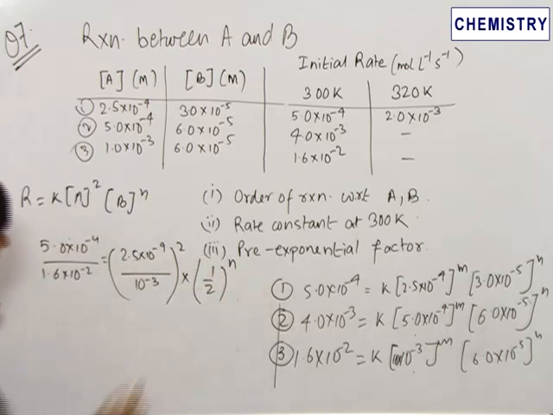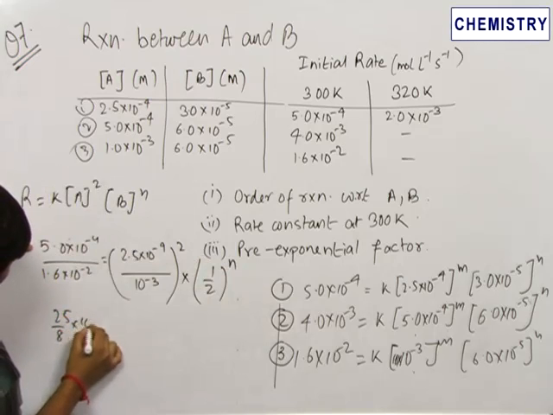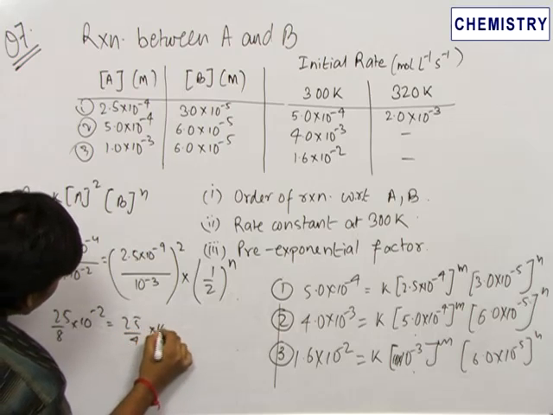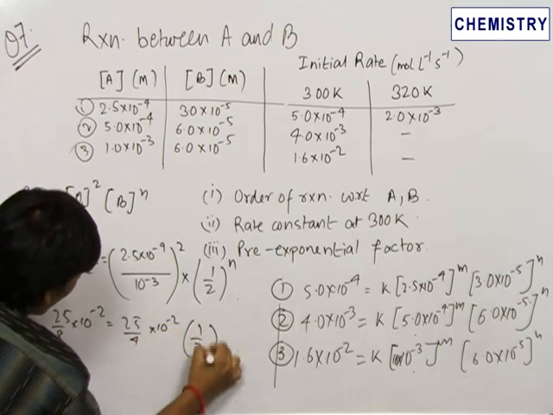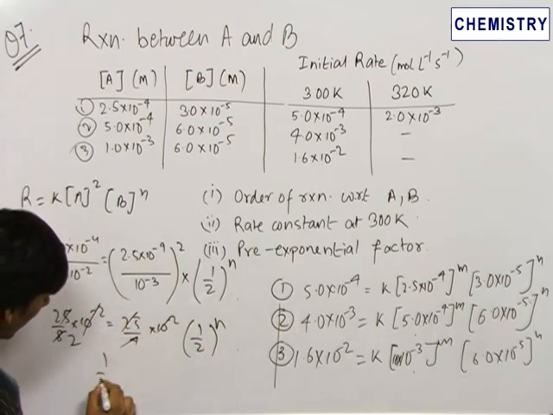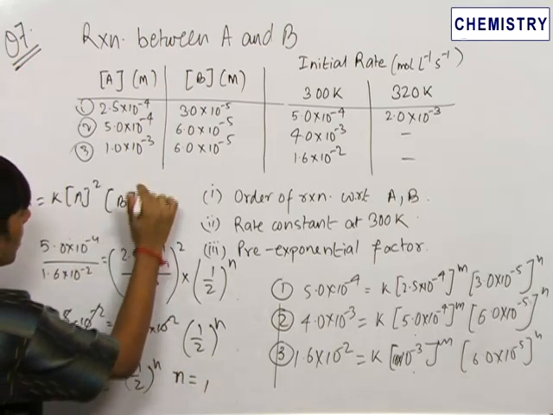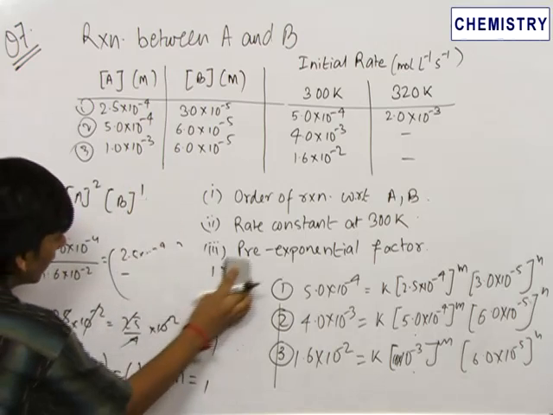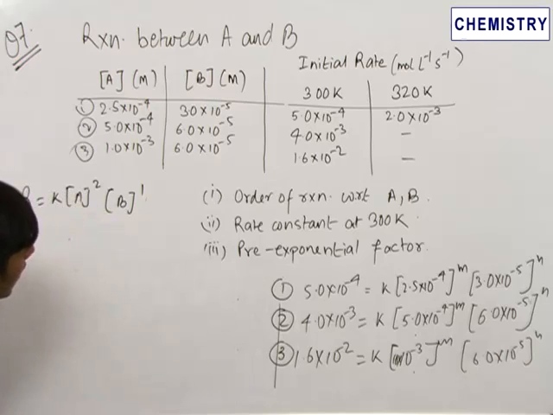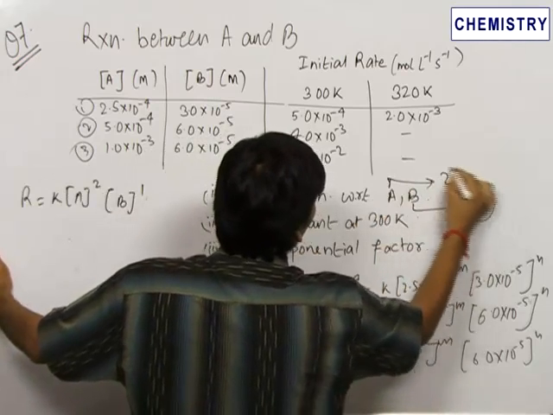So now we can write this as 25 upon 8 into 10 raised to minus 2 is equal to 25 by 4 into 10 raised to minus 2 into 1 by 2 to the power n. Now we see that this is cancelling. This is becoming 2. Therefore, 1 by 2 is equal to 1 by 2 to the power n. Therefore, n is equal to 1. So we get our answer for the first part, that is the order of the reaction with respect to A is 2 and with respect to B is 1.